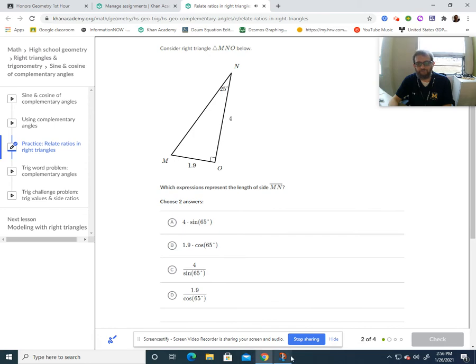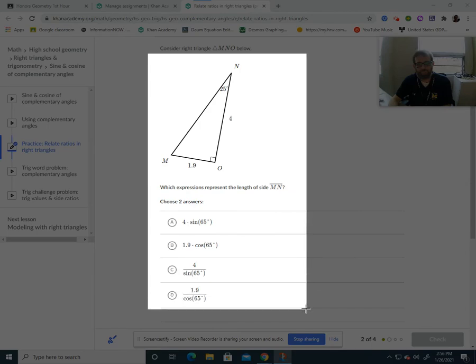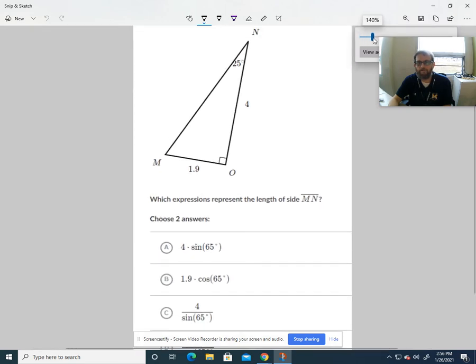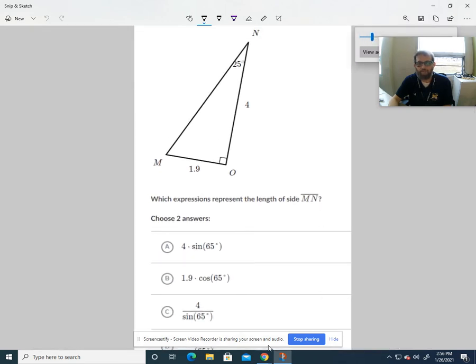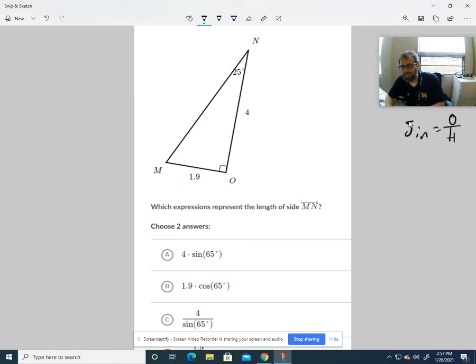All right, question two. Yogi, zoom in a little bit. Okay, so which expressions represent the length of the side MN, and we need to do two of them. Well, here we go. We're going to refresh our memory again. The sine of an angle is the length of the opposite leg over hypotenuse. The cosine of the angle is the length of the adjacent leg over the hypotenuse. And the tangent of an angle is opposite divided by adjacent.